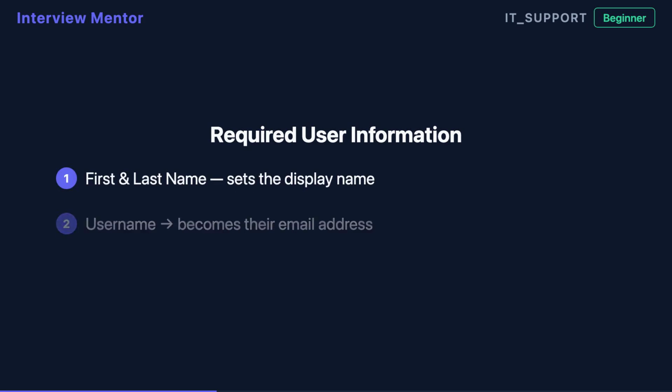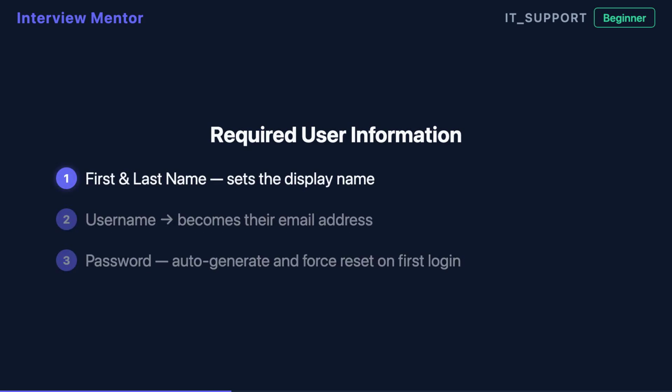The first step in the wizard asks for the essentials: first and last name, display name, and username, which becomes their email address, something like jane.doe@yourcompany.com. You also set a password here. You can auto-generate one and require the user to change it on first login. That's the recommended approach for security. All of these fields are required before you can move forward.